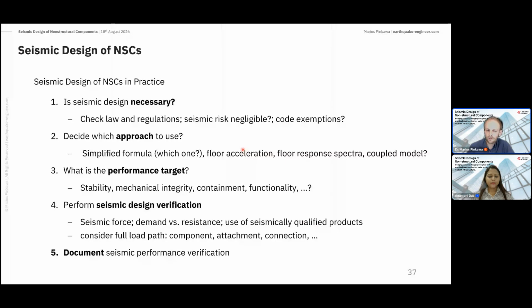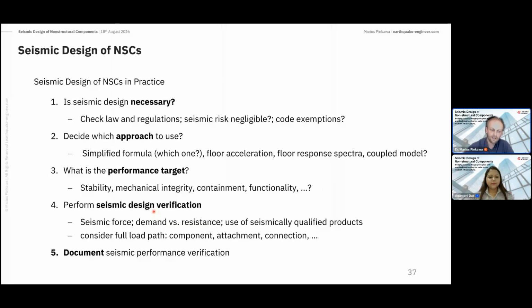So what is the performance target? Is it just the stability? So you don't want a displacement, not toppling over or sliding of the component, or do you want mechanical integrity or containment of hazardous materials, or even functionality during or after an earthquake? Then you can perform the seismic design verification, comparing demand and resistance, choosing the right products.